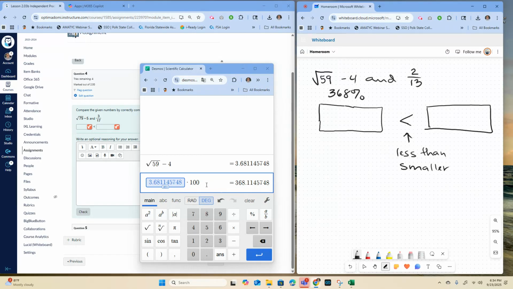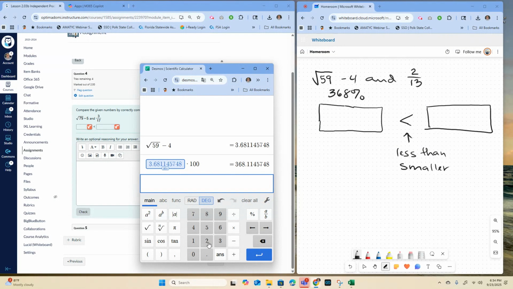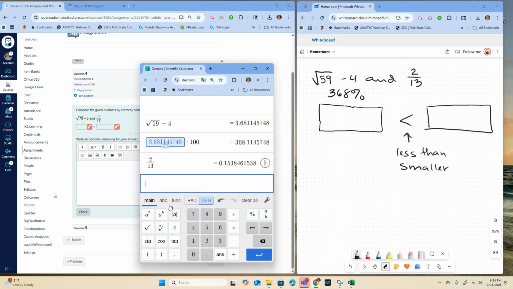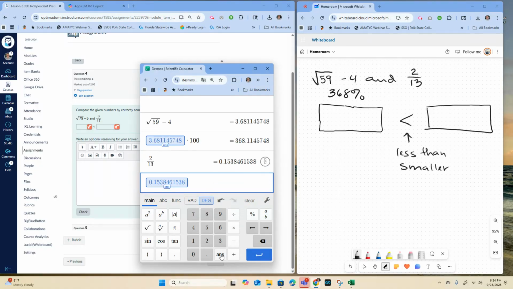Now I'm going to take my fraction. So I'm going to click on a new line in my calculator. And I'm going to do 2 divided by 13. And you can see I got this long decimal. I'm going to go to a new line in the calculator. I'm going to recall the previous answer that I got, the 0.15 and so on. And you're going to make that decimal a percent by multiplying by 100. And you can see you got around 15%.